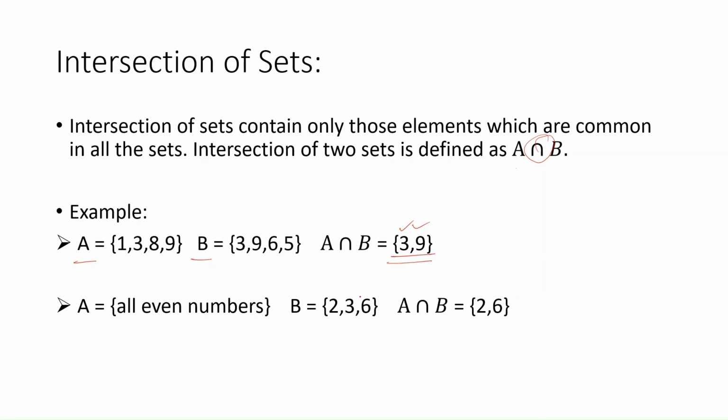Again 6. 6 is inside set A, as this is an even number. So we have to write 6 as an element in A intersection B. But in case of 3, it is not there in set A because it's not an even number, it's an odd number. So that's why 3 will not be there in A intersection B. So A intersection B here will have only two elements, that is 2 and 6. So only the common portion of the two sets is the intersection.